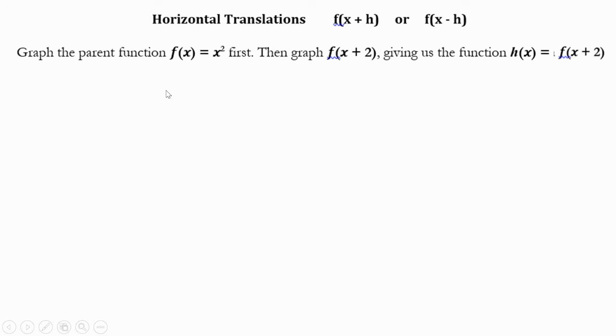Now let's talk about horizontal translations. This is what happens if we take f of x and we add a number inside the parentheses, or we subtract a number inside the parentheses. So we're going to do f of x equals x squared first, and then we're going to type in f of x equals x plus 2 squared. Okay, so let's go take a look at that and see what we get.